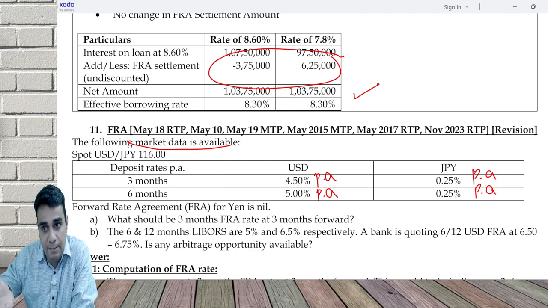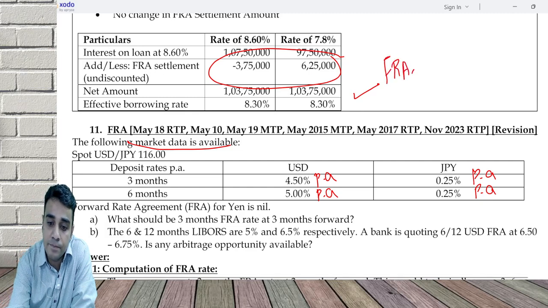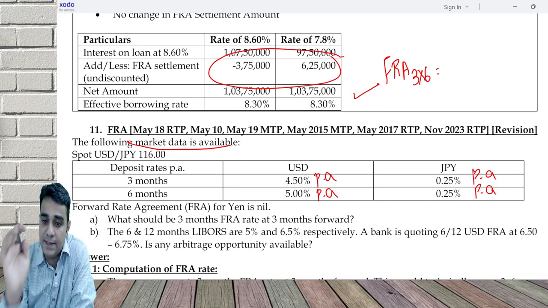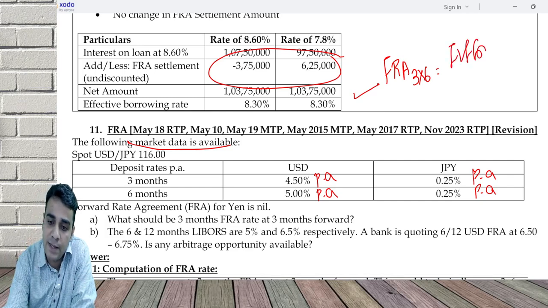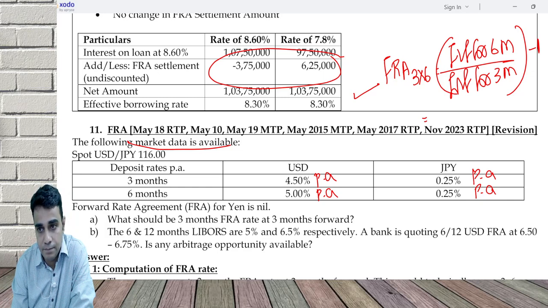That is after 3 months. What is the 3-month FRA rate? So they're asking what? FRA 3 by 6. Very simple formula. I did this when I was doing your security valuation. FRA 3 by 6 equals future value factor for 6 month divided by future value factor for 3 month, minus 1.